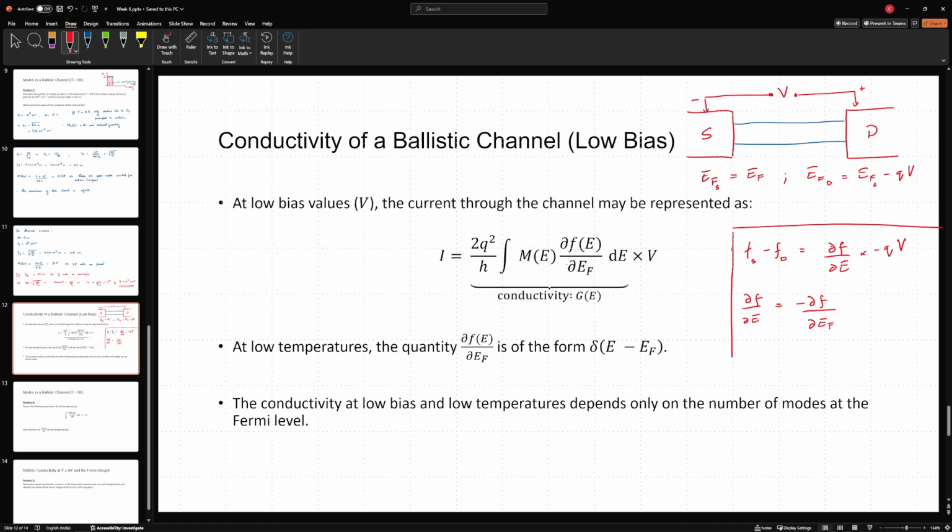And at low enough temperatures, dou F of E by dou EF has this form, delta E minus EF. It becomes a delta function. And so since it becomes a delta function which is kind of at EF, then this integral, so let me also write that right here. Let me extend this box out a little bit.